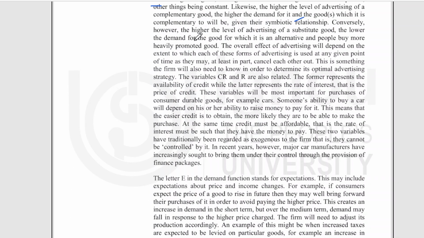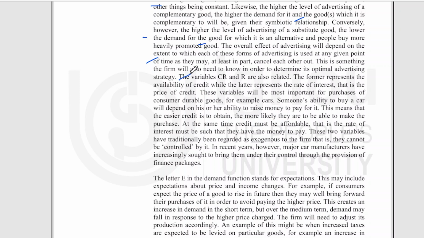And conversely, the higher the level of advertising of a substitute good, the lower the demand for the good for which it is an alternative, as people buy more heavily promoted goods. The overall effect of the advertising will depend on the extent to which each of these forms of advertising is used at any given point of time, as they may, at least in part, cancel each other out. And this is something the firm will also need to know in order to determine its optimal advertising strategy.